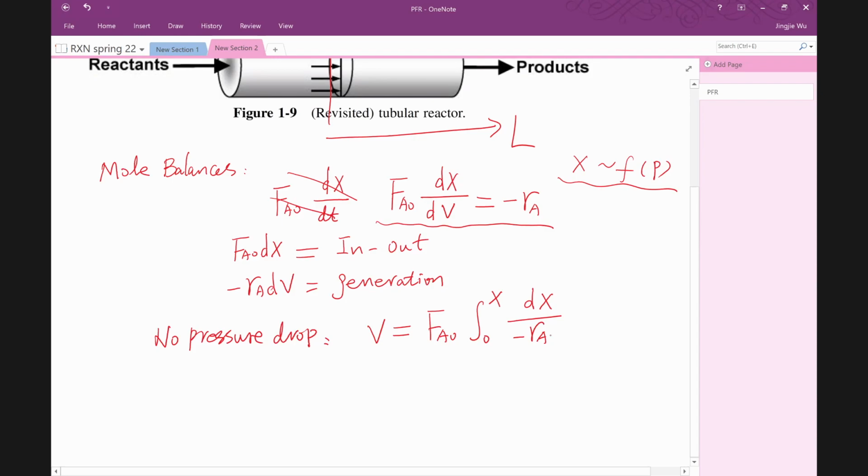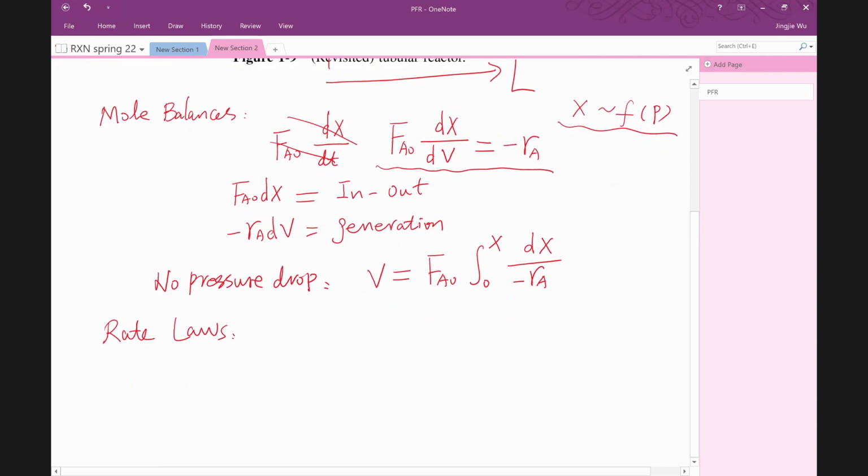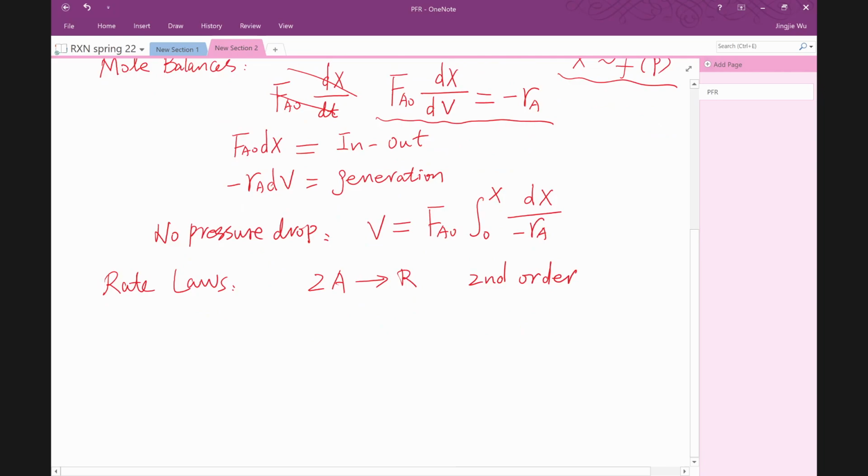Now the rate law. Let's think about a second order reaction. It's an elementary reaction. I will show you one example later that is first order, but now let's take care of the more complicated case. It's second order, so rA equals minus k CA squared, where k is the rate constant.